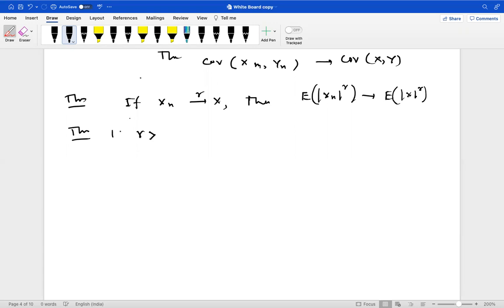And another very important theorem is this. Let r be greater than s. Then Xn goes to X in r implies that, the higher order implies the lower order, Xn goes to X in s, the s mean. So if the third mean convergence holds, the second mean is also true. So higher order mean convergence implies lower order mean convergence. This is just an easy thing using the inequalities.